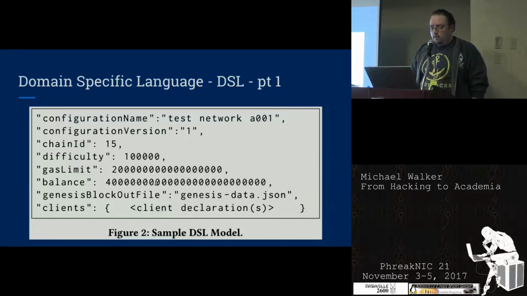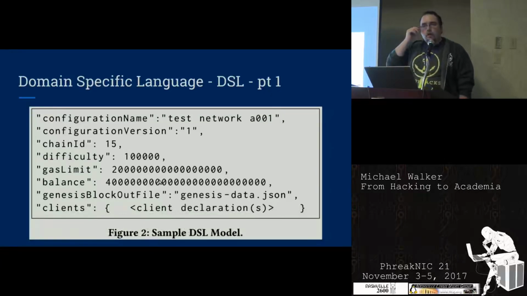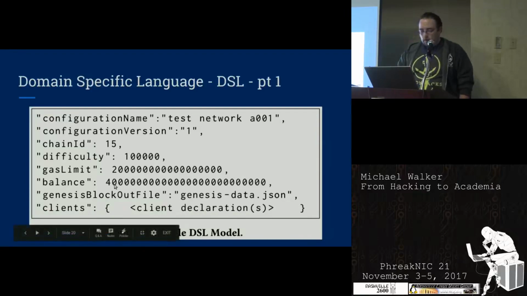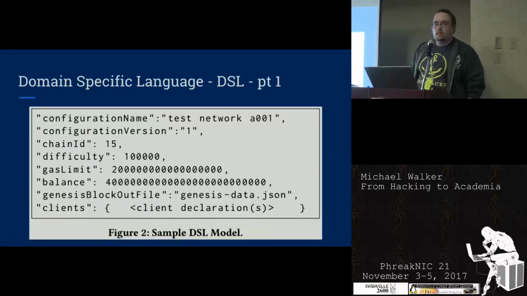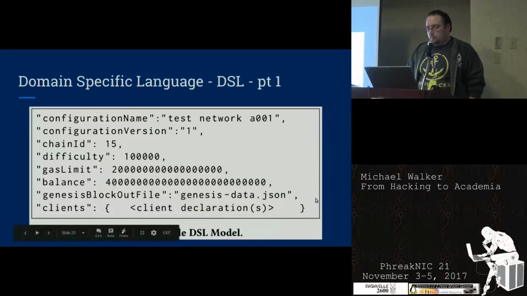And then balance is something that I wrote. It pre-gives every account 40 trillion quadrillion Ethereum, which if you had that, you could just buy the Earth if it was real. But in our test network, you can just give however much you want and be done with it. Some Genesis output file here, and then clients.